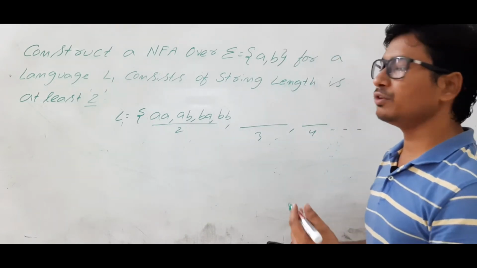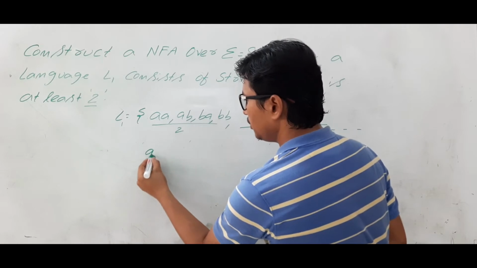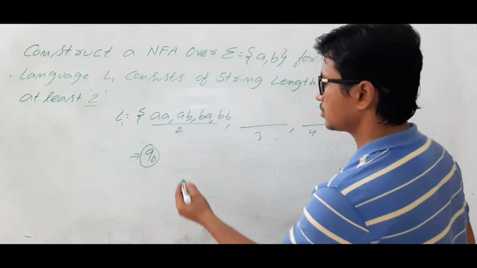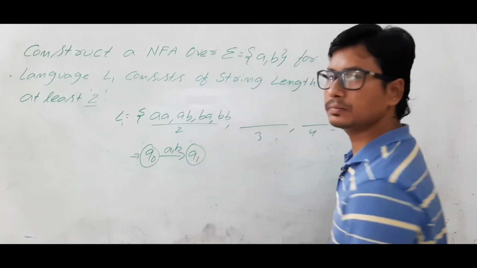So for this one we will try to construct the NFA. Q0 is my initial state. On A and B I will go to a state called Q1.